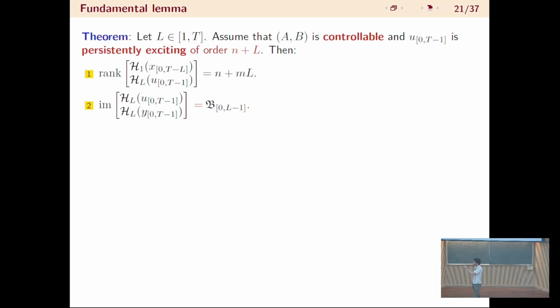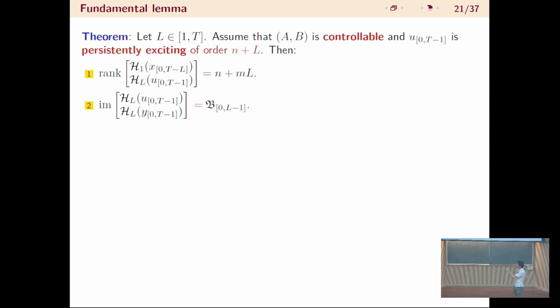So first of all, we have a rank condition on the state-input Hankel matrix. This is a depth 1 Hankel matrix of the state, just a row of states, and a depth L Hankel matrix of the input. It turns out that under these assumptions, this matrix has full row rank, equal to n plus mL. Then secondly, the image of the input-output Hankel matrix is exactly equal to the restricted behavior. So that solves the question on the previous slide.